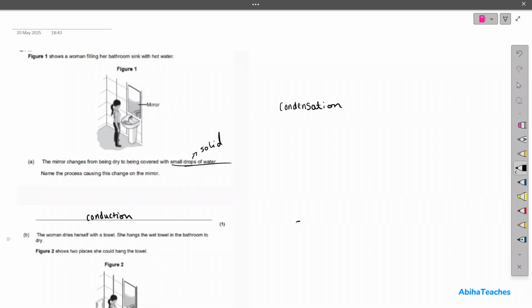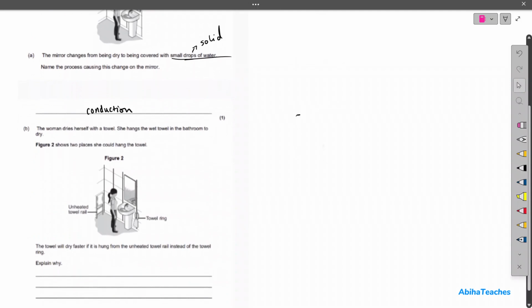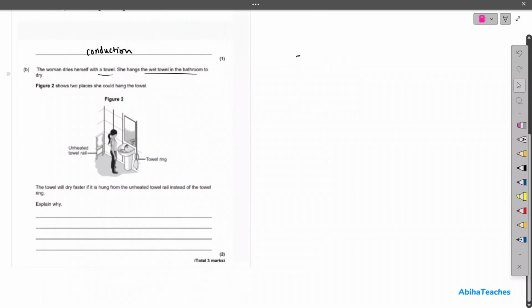For part B of the question, the woman dries herself with a towel. She hangs the wet towel in her bathroom to dry. So, the figure 2 shows 2 places where she could hang the towel.